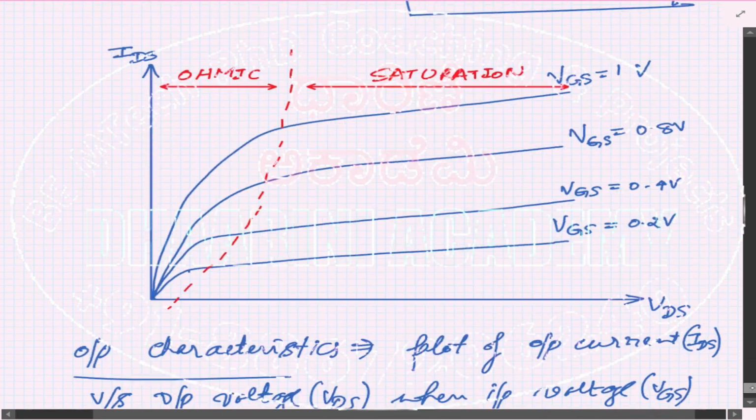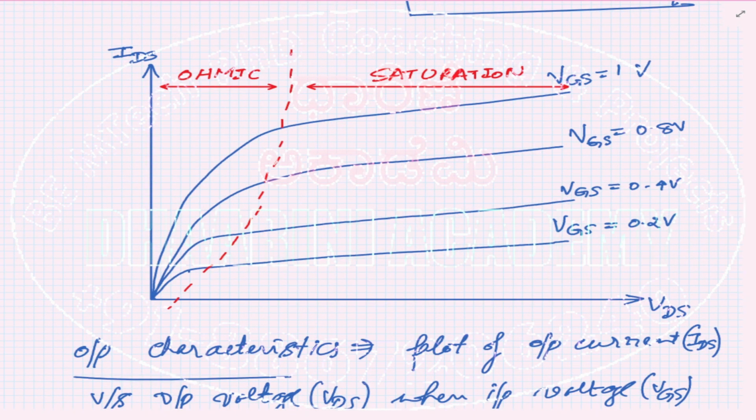What will be the difference? I have a question. In this particular graph, can you tell me whether this MOSFET is enhancement mode or depletion mode?